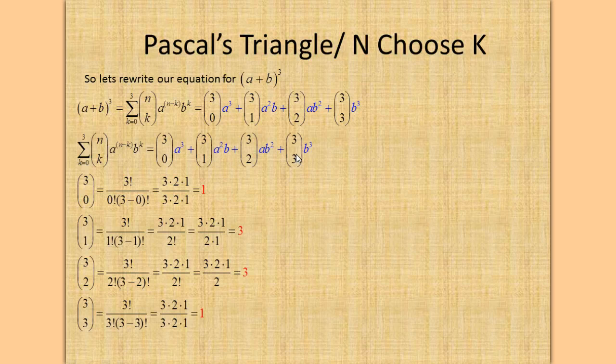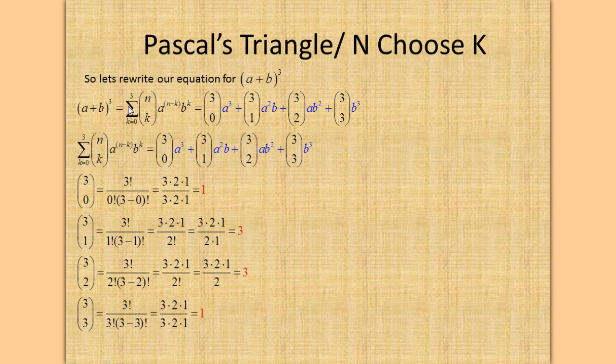Let's go to our last one. 3 over 3, 3 choose 3. So 3 choose 3 is 3 factorial divided by 3 factorial, k is 3, times the quantity n minus k, with k is 3. 3 minus 3 is 0. So that's 0 factorial, which is 1. So we have 3 factorial times 0 factorial, and 0 factorial is 1. So that's 3 times 2 times 1 divided by 3 times 2 times 1, which is equal to 1.